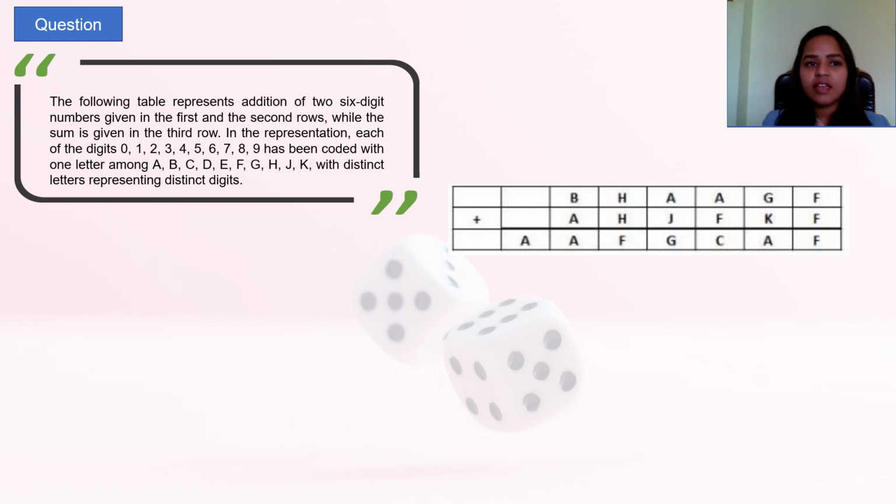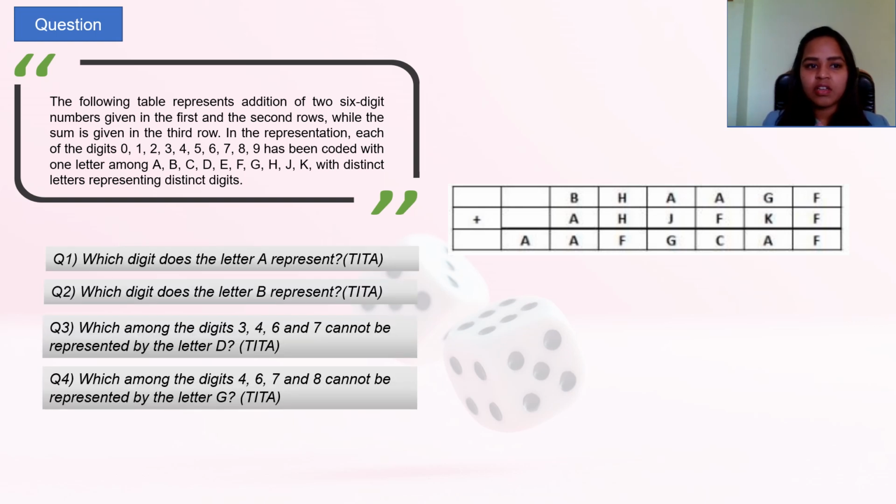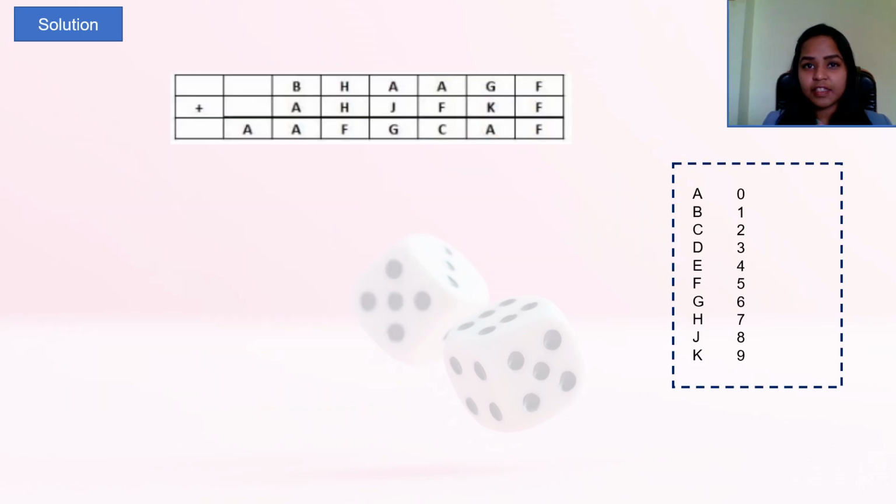So the question says, the following table represents addition of two 6-digit numbers given in the first and second rows, while the sum is given in the third row. In the representation, each of the digits 0, 1, 2, 3, so on up to 9 has been coded with one letter among A, B, C, D, E, F, G, H, J, K with distinct letters representing distinct digits. Right? So this is a very clear question. So let us see what the questions are. All the questions are TITA questions, so there's no other way other than solving the entire problem. Let's look at the solution.